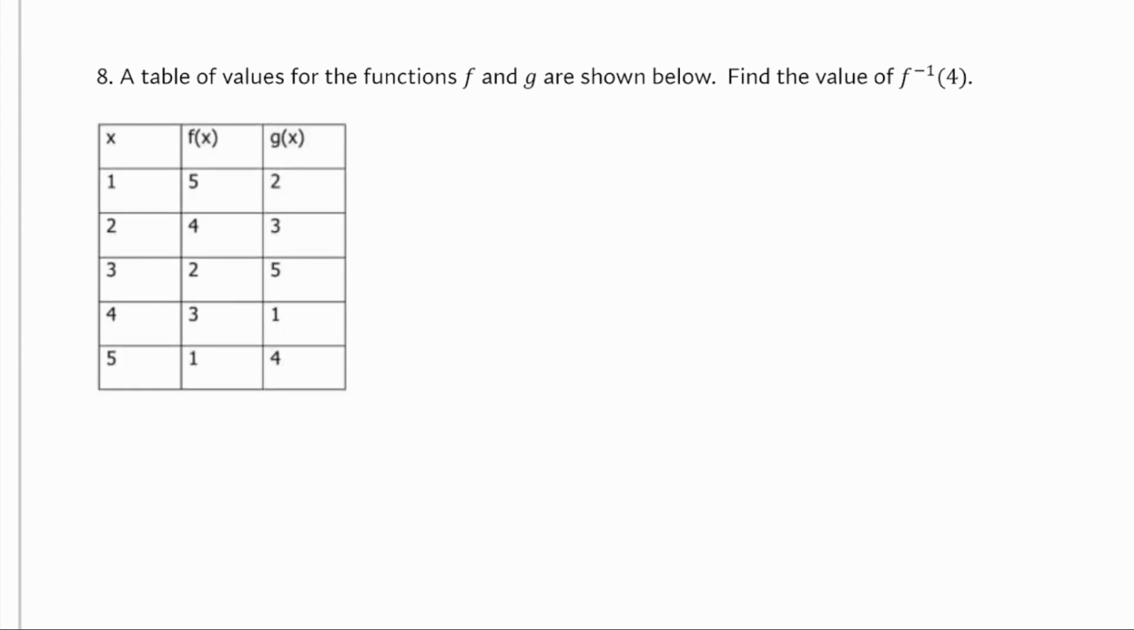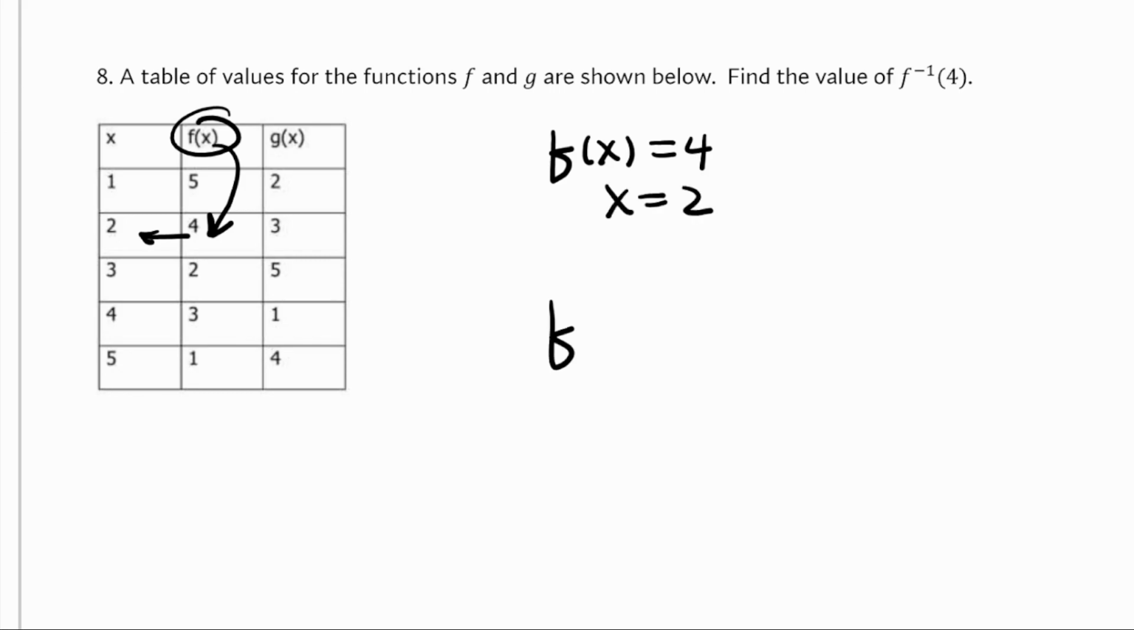Okay, so f inverse of 4, we're going to find f of x equaling 4. We're going to look in this column. There's where f of x equals 4. We backtrack to the x that got us there. That's x equals 2. So I can conclude f inverse of 4 is equal to 2.